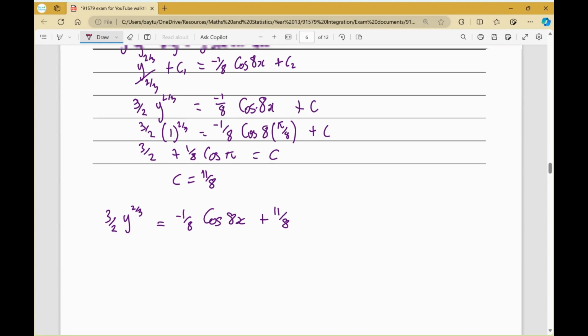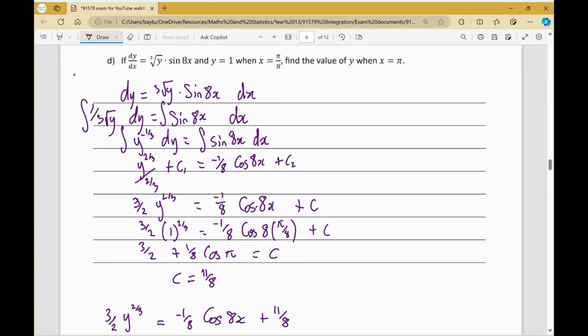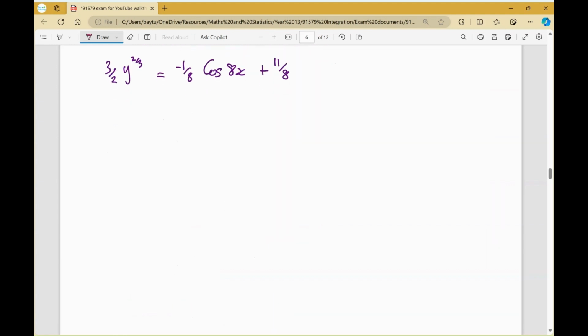So let's just recheck the question. If dy over dx equals cubed root of y times sine 8x, and y equals 1 when x equals pi over 8, find the value of y when x equals pi. So x equals pi, now we can find y now that we've found the plus c. So let's substitute x equals pi into the equation, and then we'll see what we've got, and then we can start solving for y.